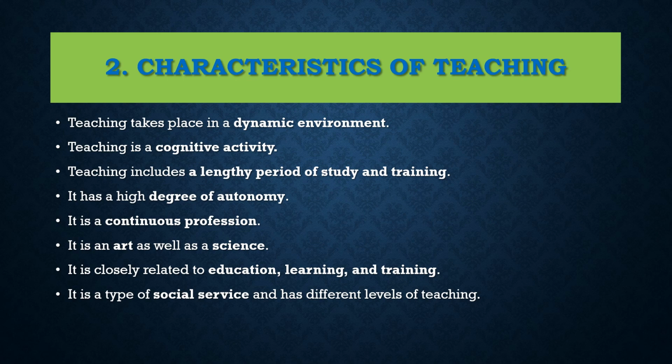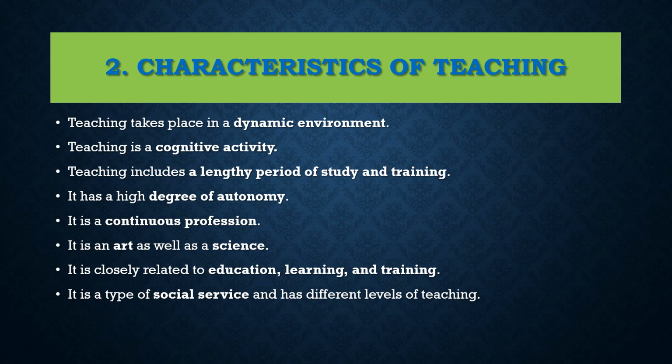Next one is it is closely related to education, learning and training. Yes, it is true. If I said I'm teaching aptitude, instead of that if I tell some other film stories, you won't listen. So it must be related to education. It must be learning. So you're going to learn something from teaching, and it's going to be training. For future experiments you are given training. So it is closely related to education, learning and training.